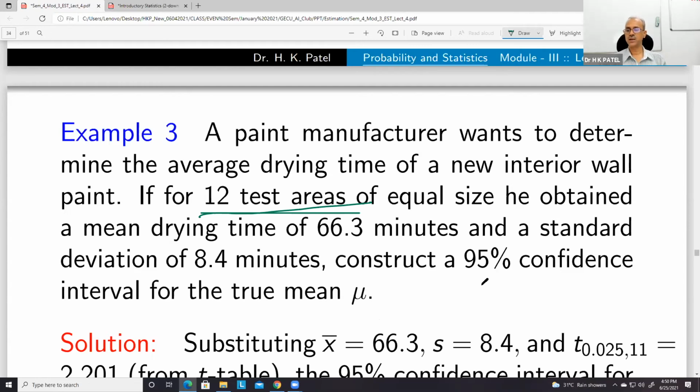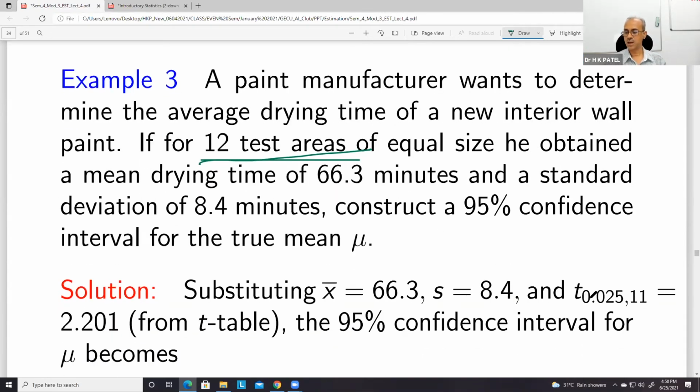Again 95% is there, and therefore alpha by 2 will be 0.025. And therefore we have to find the value t 0.025. Since the number of samples is 12, the degree of freedom will be 11. We need this value, which we will obtain from the T table. X bar is given, standard deviation is given. You can see that it is written here. In fact, the value is 2.201. This we can obtain from the T table.